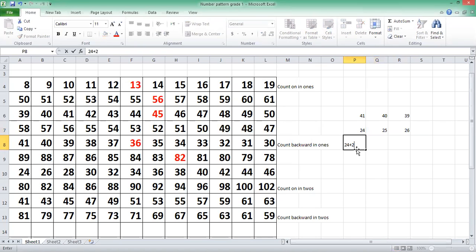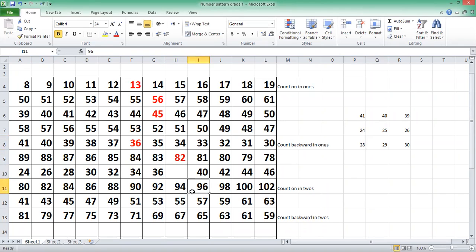In 24, when you add 2, it will become 26. So you have identified the pattern that you are counting in twos here. 24 plus 2, 26. 26 plus 2, 28. Or you can also check like this. After 28, it becomes 29 and then 30. But you are counting in 2, so you will skip this and you directly reach 30.